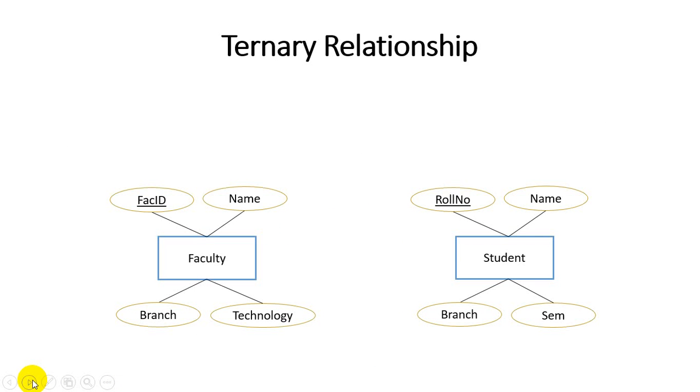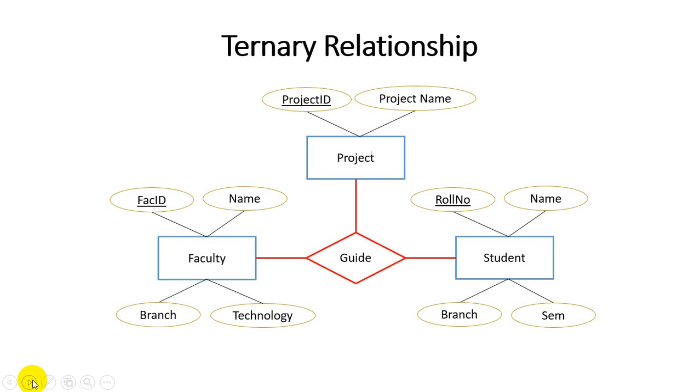Now, the different types of relationship. First we go with the ternary relationship. It is a representation with three different concepts. Whenever we require a connection between three different entities, it is known as a ternary relationship. As per the example, a faculty guides a student, or we can say a student is guided on a particular project. So we can represent three different entities. It is known as a ternary relationship.